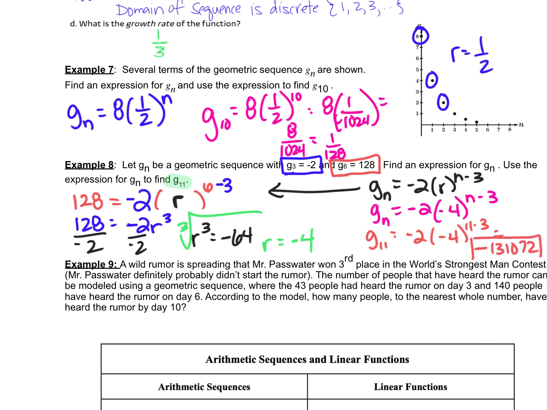So those are the toughest. When you don't know the rate of change, you have to find it. And you can't do it like you would in a linear function. You've got to plug it into a generalized equation using the points you have and solve.